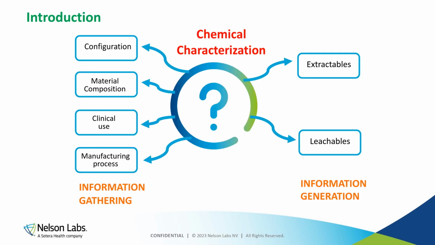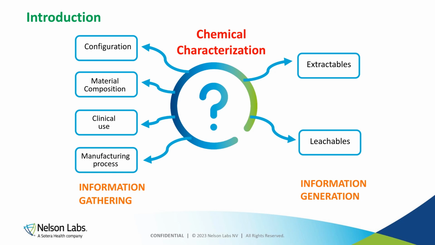So let's start with the first. So chemical characterization, what is it? In the ISO 10993-18 standard, chemical characterization is described as the process of obtaining chemical information on your medical device, either by, and I indicated this on the left, information gathering, by performing a literature review on all information available for your device, or by, and this is indicated on the right, information generation, by performing chemical testing.